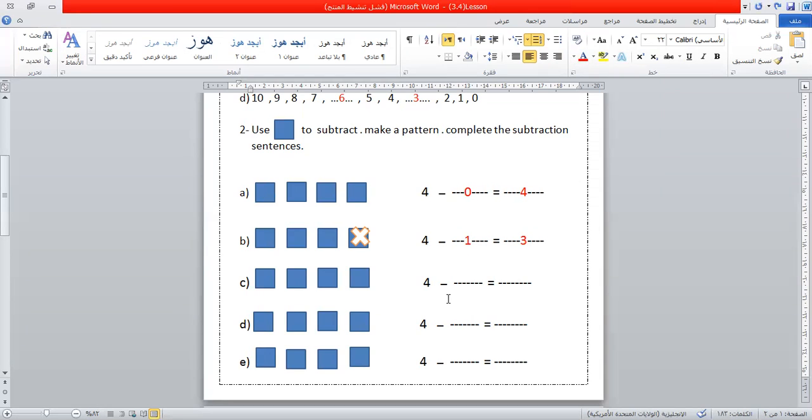Okay, I can cross out 2 squares from 4 squares. Here I can cross out 1, 2 squares from 4 squares. So I have 4 minus what? Minus 2, because here I crossed out 2 squares. 4 minus 2 equals what? How many squares without crossing? 1, 2. So 4 minus 2 equals 2.